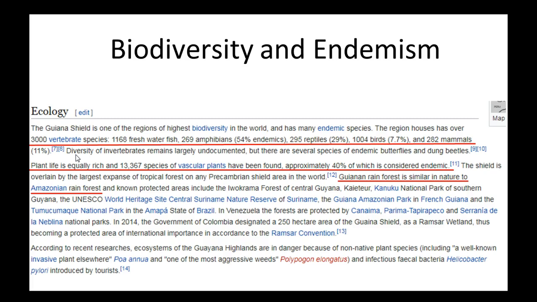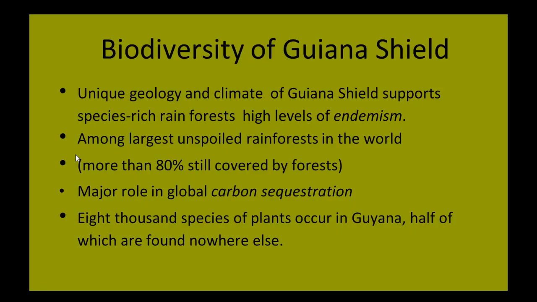And so it just really illustrates how important the conservation of this area is, again, described as being similar in nature to the Amazon. A couple of highlights, many of which we just discussed with respect to biodiversity. You will learn a little bit about carbon sequestration in your reading this week.